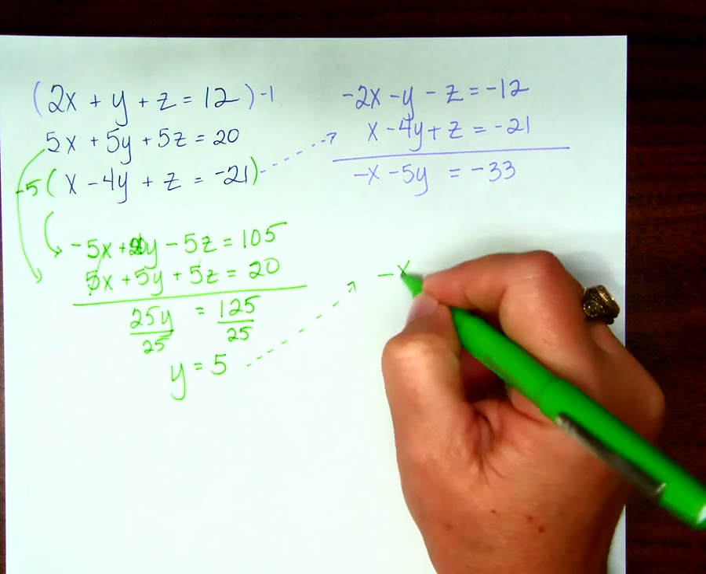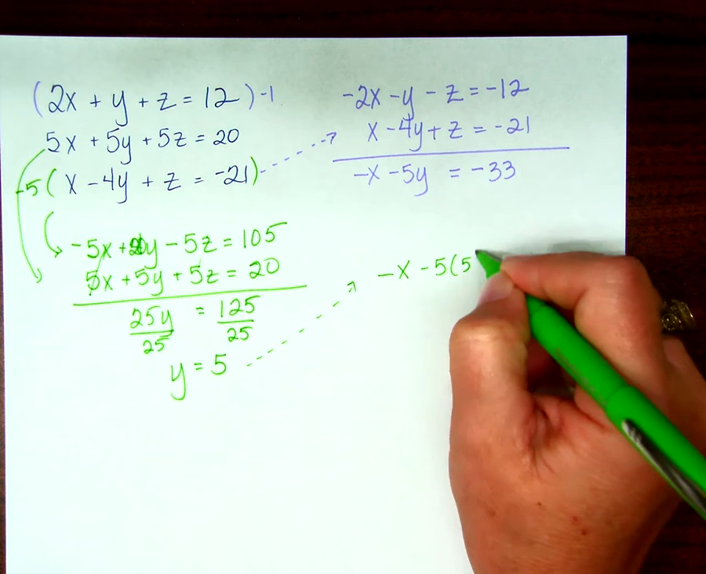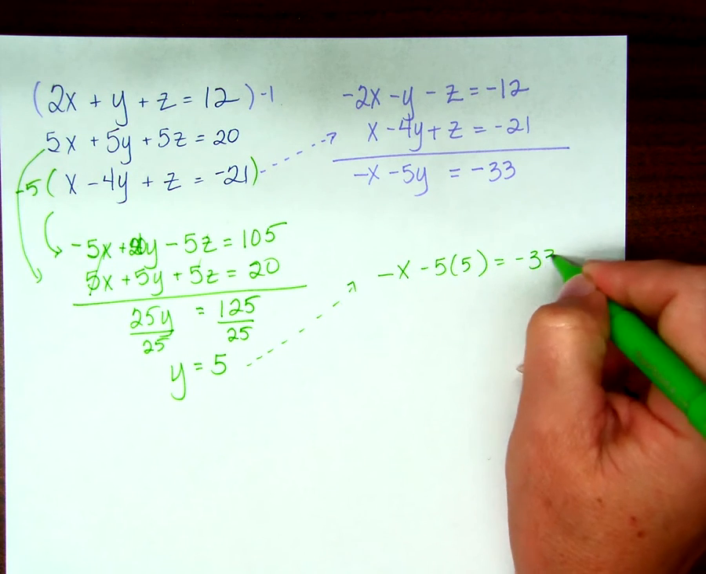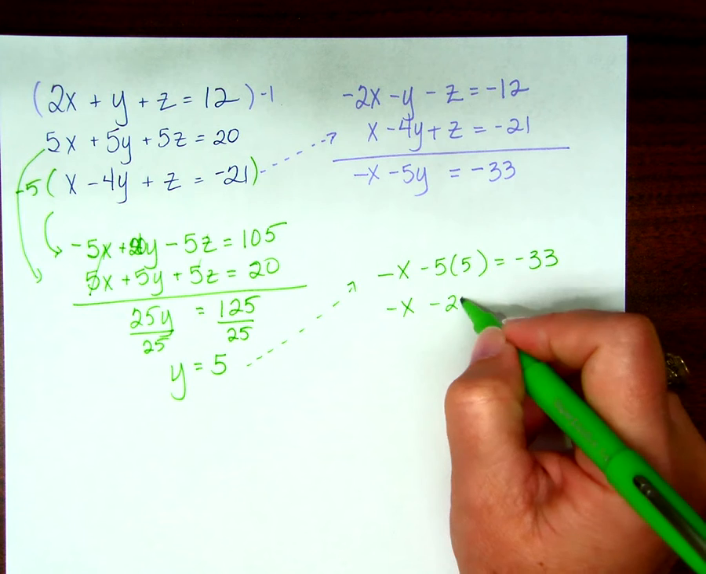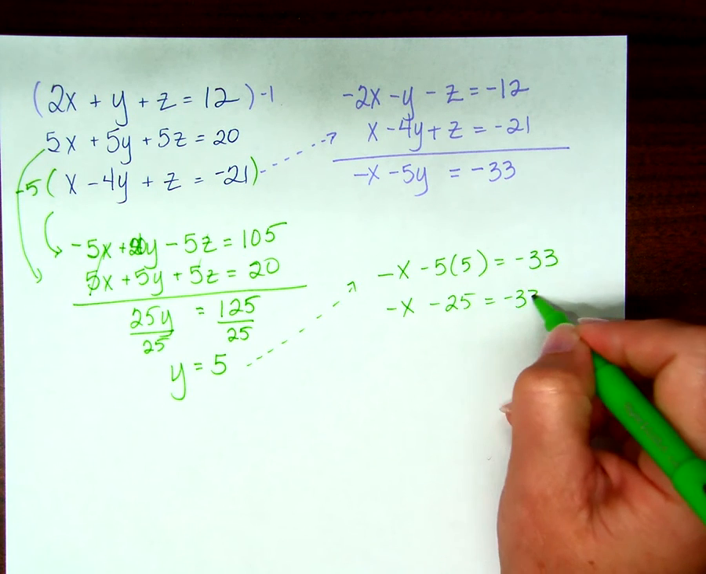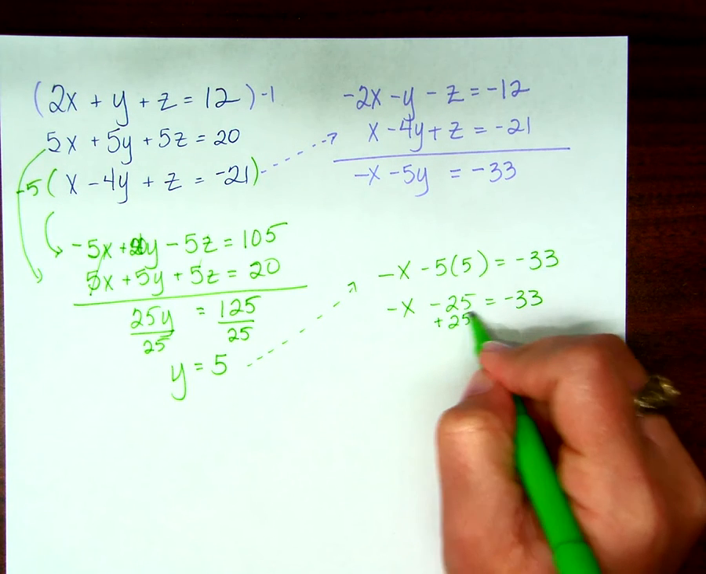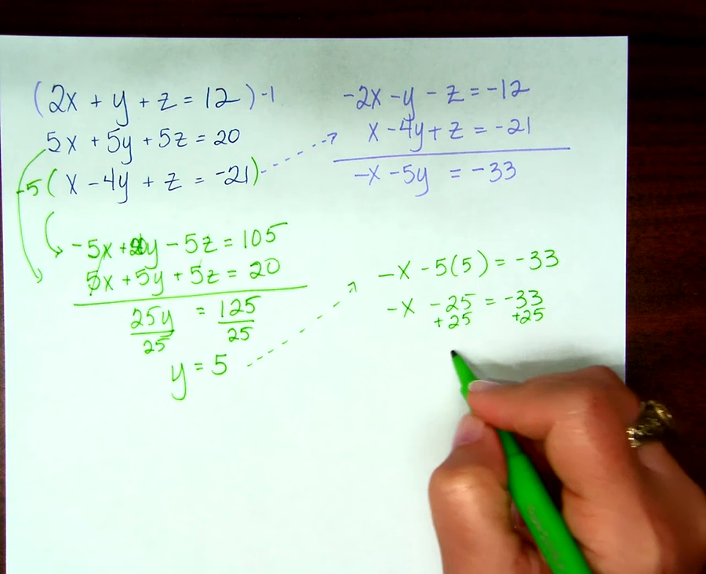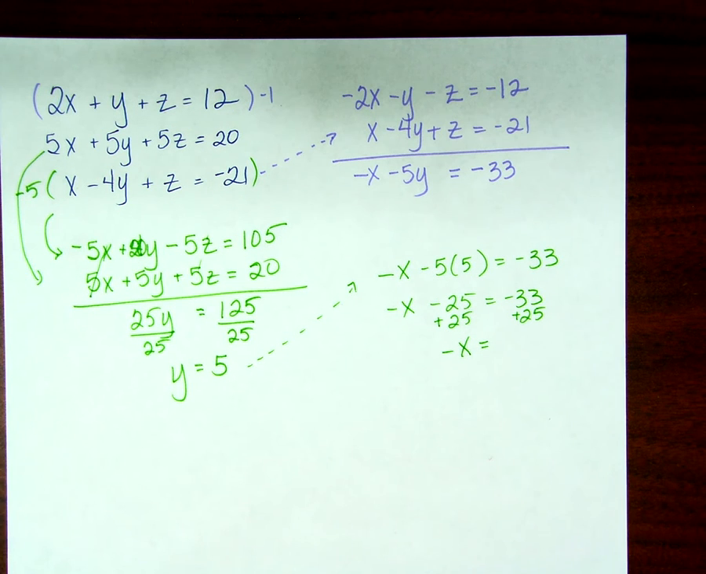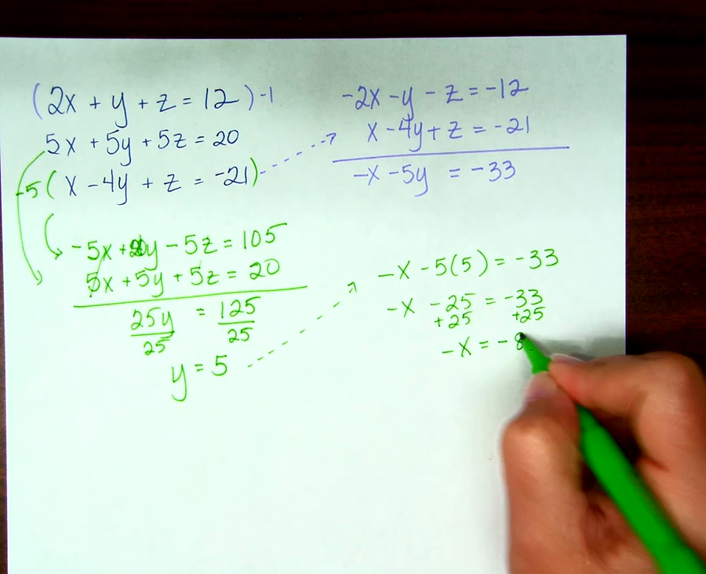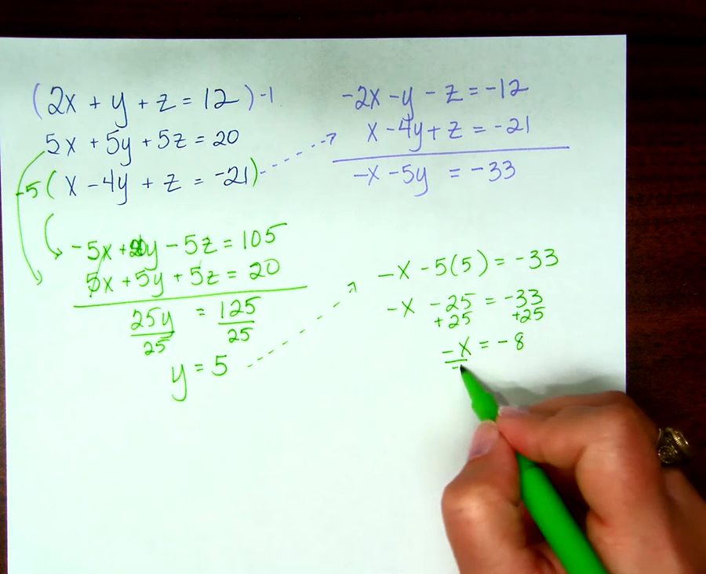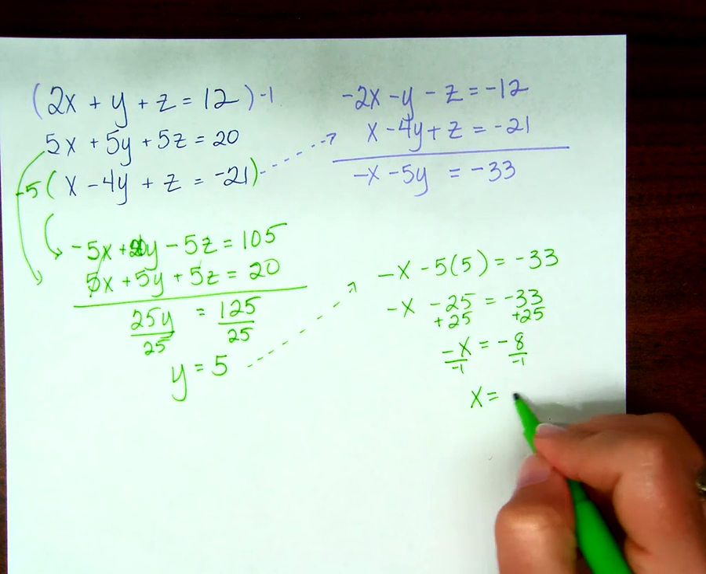So negative x minus 5 times 5 equals negative 33. Negative x minus 25 equals negative 33. If I add 25 to both sides, negative x equals negative 8. x equals 8.